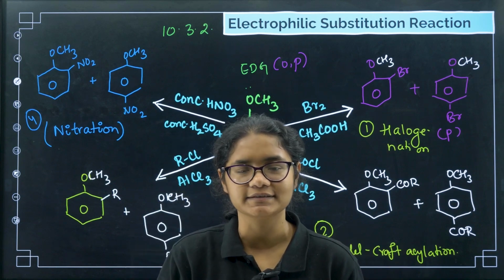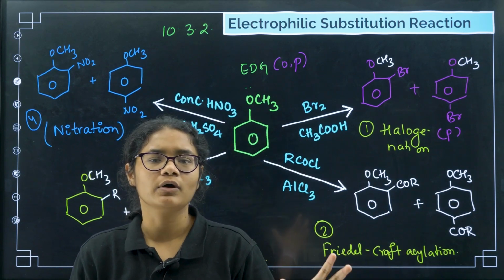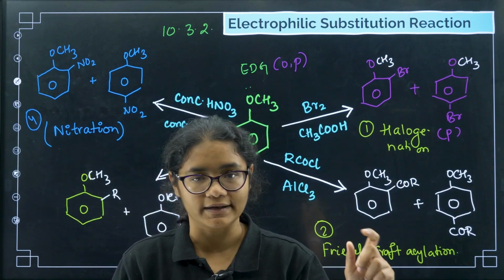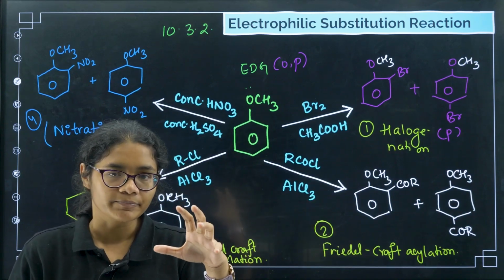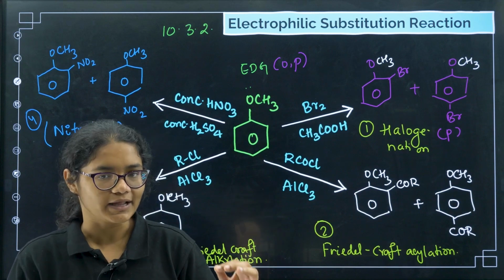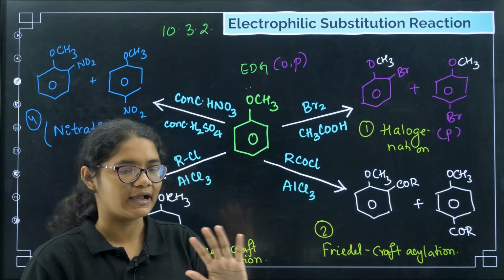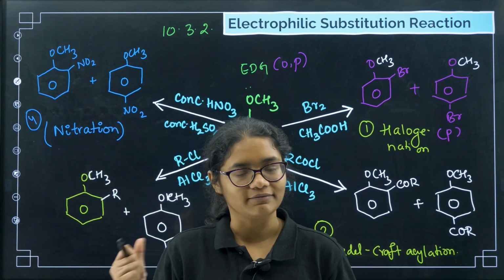Very simple reactions, you just need to remember that the OR group is an ortho-para directing group, an electron donating group. So it will direct the substituents to the ortho position and para position, okay. With this the reactions are over. Let us quickly revise once.